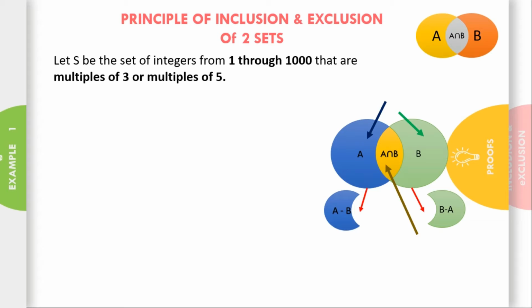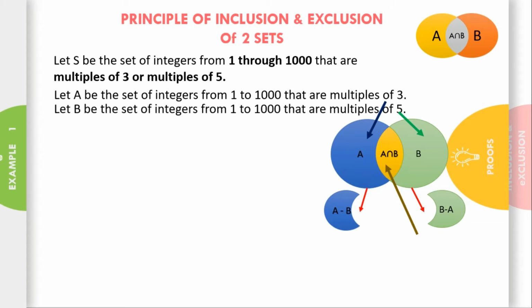So this is the formula for A union B, which is the principle of inclusion and exclusion. Let's start with the principle of inclusion and exclusion on two sets. Suppose you have a set of integers going from 1 to 1000, and you want to find how many numbers in that set are multiples of 3 or multiples of 5. The numbers which are multiples of 3 we can term set A, and set B will be the numbers which are multiples of 5 in the range 1 to 1000.